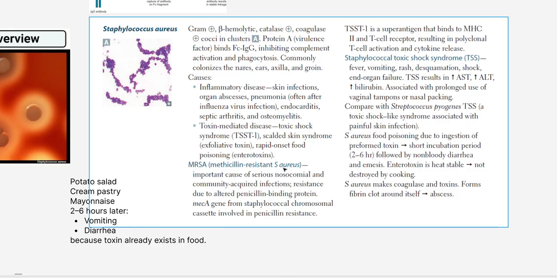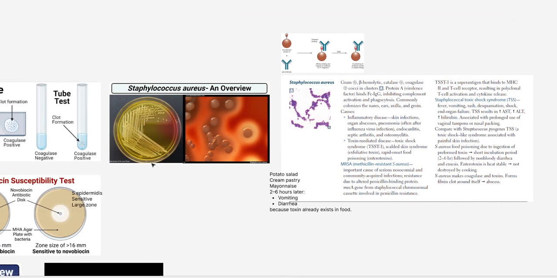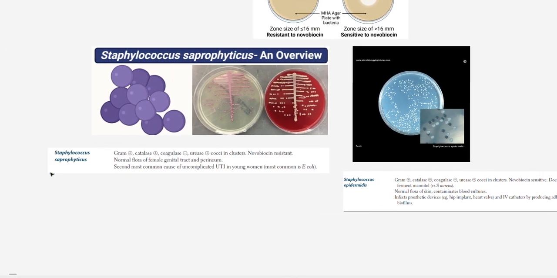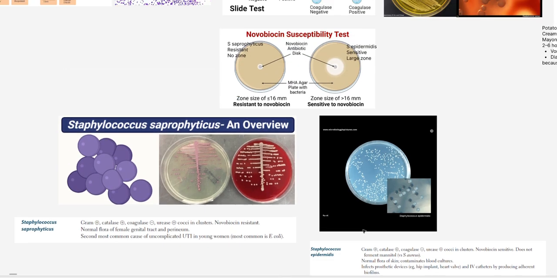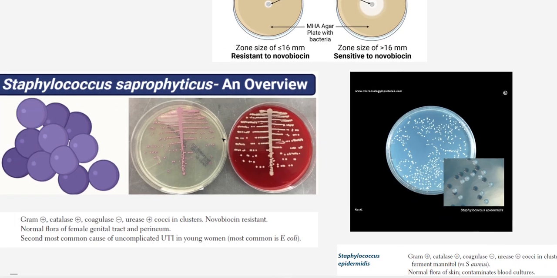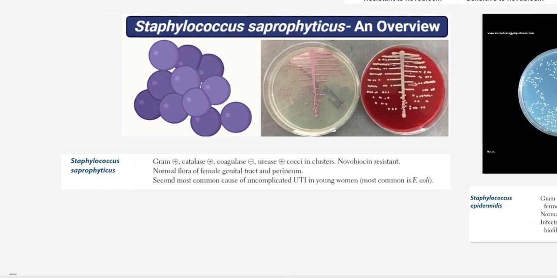Now we move on to the other staph species. Now the other species, we have the Staph saprophyticus and we have the Staph epidermidis. We saw that novobiocin sensitive was the Staph epidermidis and novobiocin resistant was the Staph saprophyticus. Now Staph saprophyticus is basically, we've seen it's catalase positive, it's coagulase negative, it's urease positive also, and it's novobiocin resistant. So it's important to know here that it's urease positive.